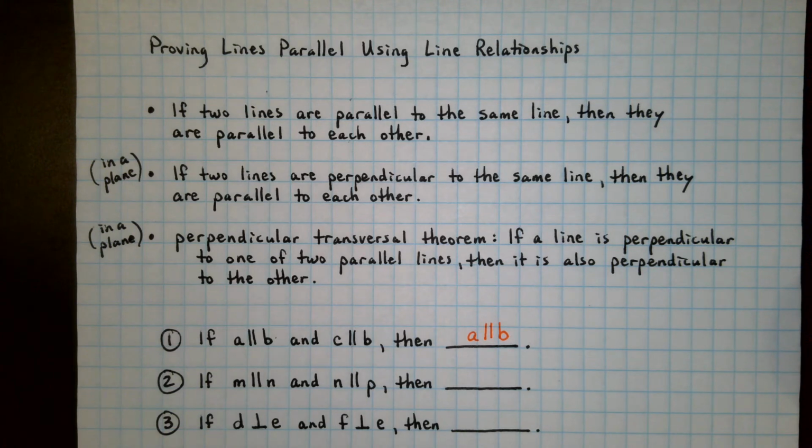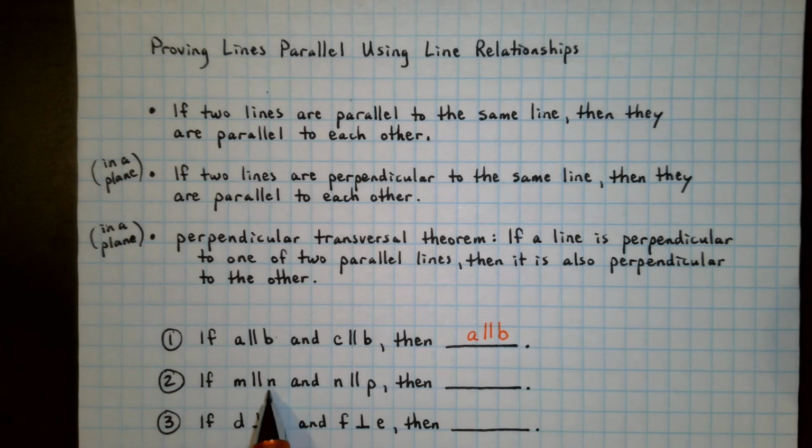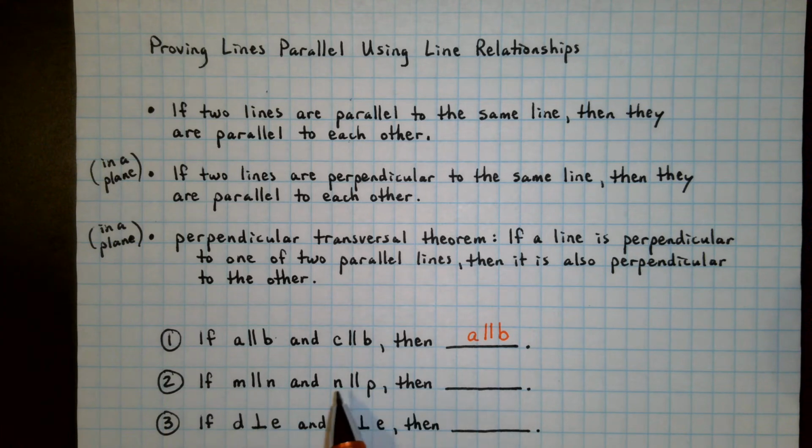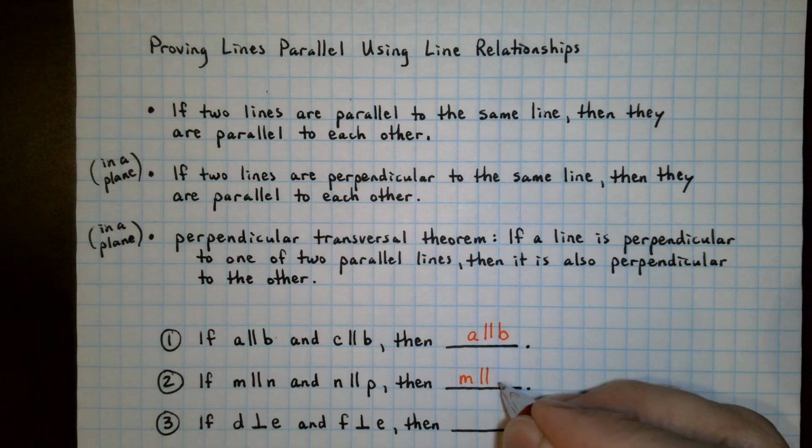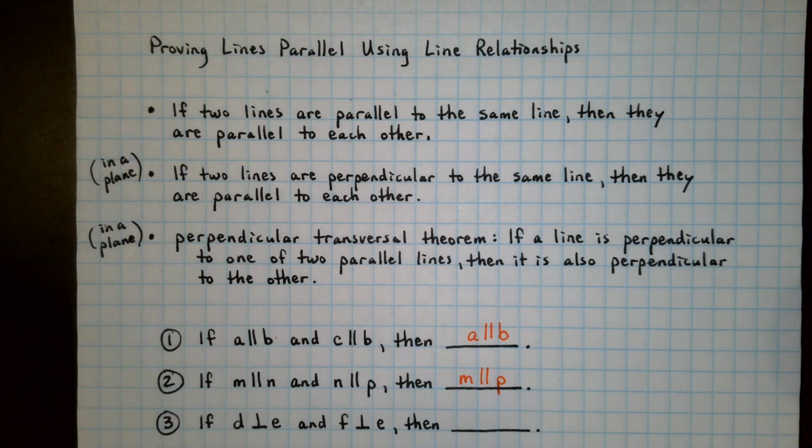In the same way, number 2 says if line M is parallel to line N, and then N is parallel to P, that means both line P and line M are parallel to N, then they must be parallel to each other. So M is parallel to P.